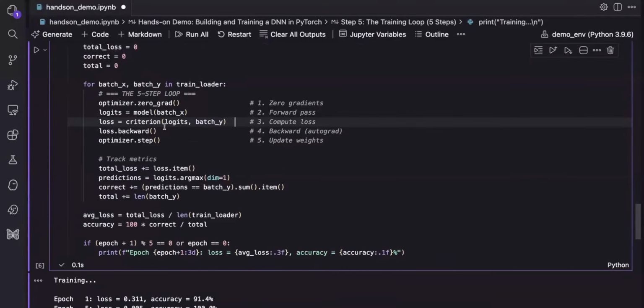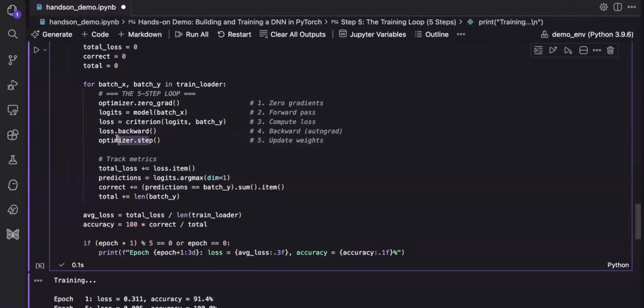Then we have this loss.backward. This is where backpropagation happens. PyTorch walks backwards through the computation graph and computes the gradient of the loss with respect to every single learnable parameter in the model. After this line, every weight in layer 1 and layer 2 and every bias has a .grad attribute filled in with a number telling us which direction to move in to reduce the loss.